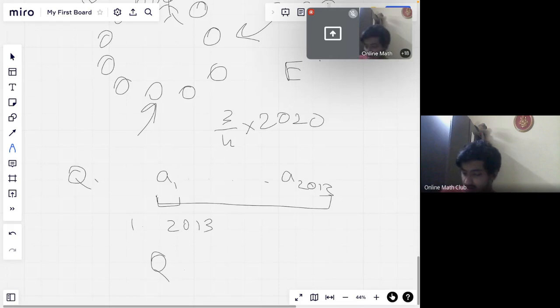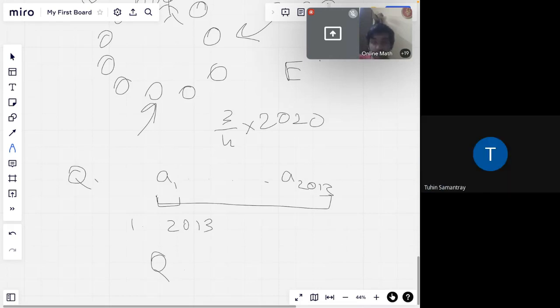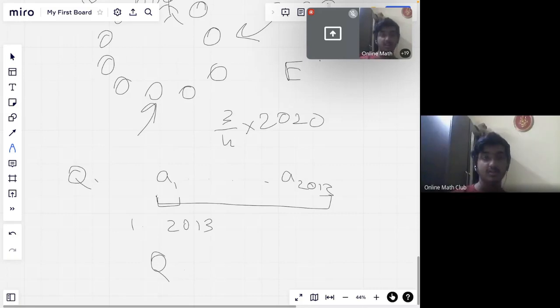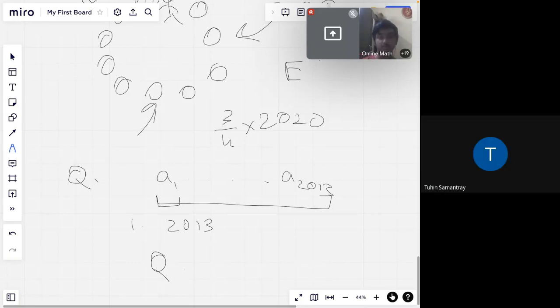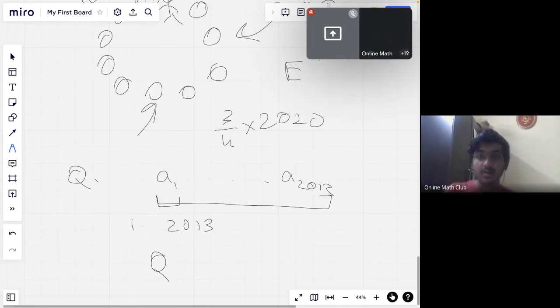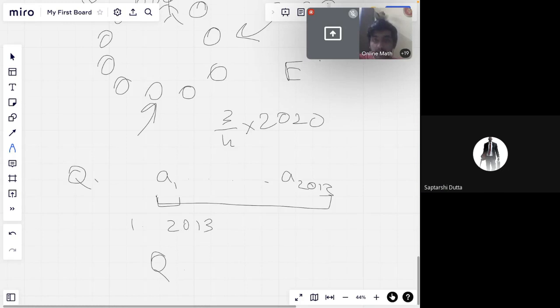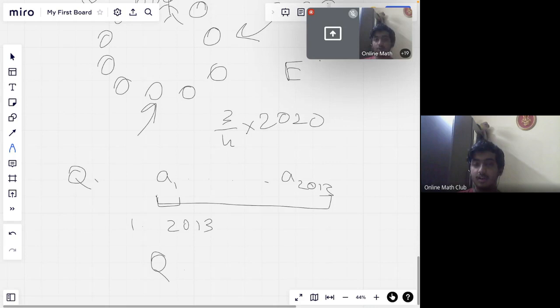And the answer doesn't look good, I think. 2013 factorial by 2 raised to 2013. Can you say that again? 2013 factorial divided by 2 raised to 2013. No, isn't that a summation, not factorial? Is it 1000? I don't think that's the answer. Is it 1007? It's not 1007. Okay. This answer doesn't look good, right?